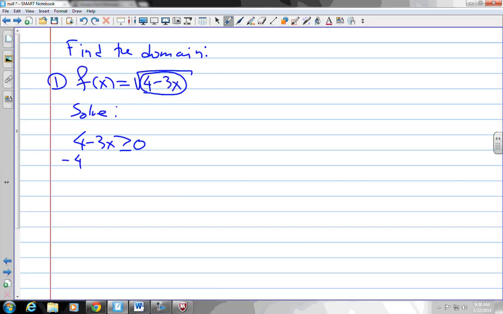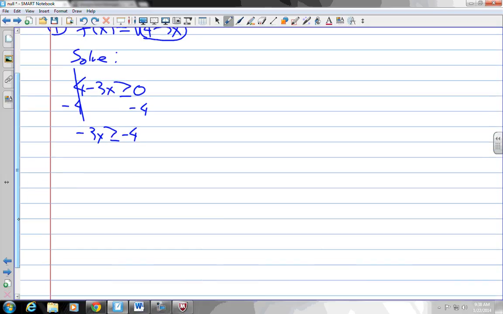All right, subtract 4 to the other side. So negative 3x is greater than or equal to negative 4. Now what? Very good. We need to remember this one rule. When dividing or multiplying both sides of an inequality by a negative number, it reverses the inequality. So it becomes x less than or equal to 4/3. Remember that. The inequality flips when multiplying or dividing by negatives.